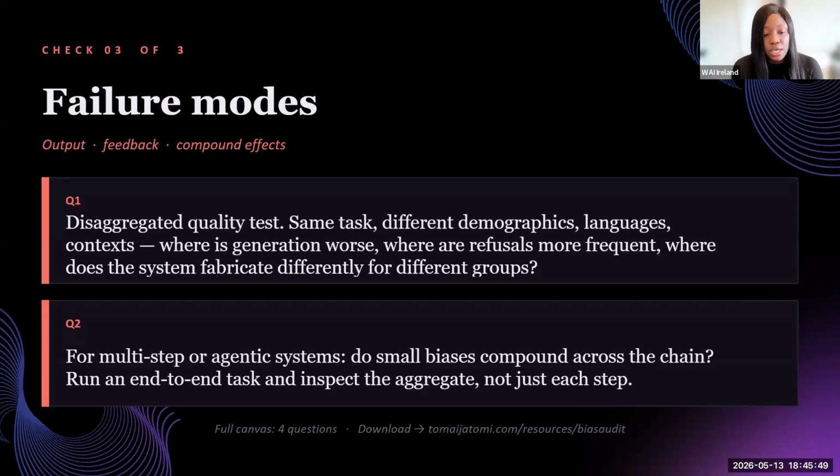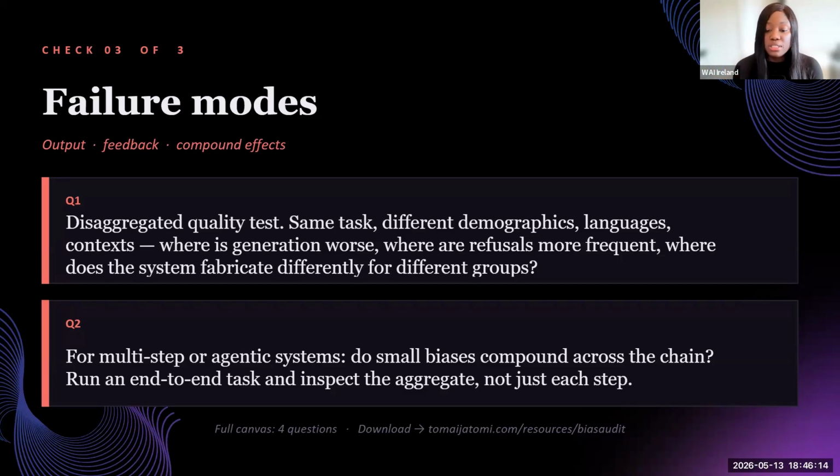So again, imagine a hiring assistant, right? Maybe there are several steps. In the first step, summarizing a CV, you notice a small disparity there and it looks acceptable. Even a 10 or 5% disparity, right? It's small, almost an invisible error, and you overlook it. The second step, maybe you're now ranking candidates against certain criteria.